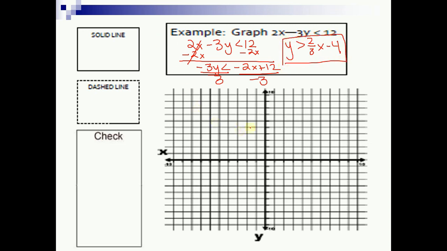So I'm going to start at negative 4. So 1, 2, 3, 4 right here on my graph. And I've got to go up 2 over 3, following my slope. So up 2, to the right 3. 1, 2, 3. I'm going to fill that out across all of the graph here, as much room as I can make it.